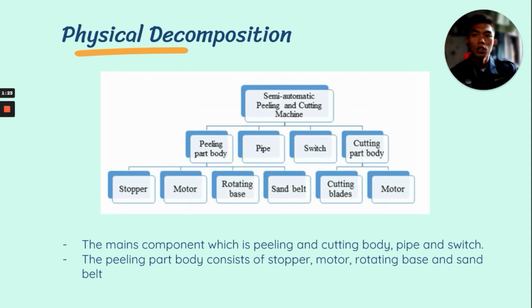This is our physical decomposition. The peeling part body, the pipe, switch and cutting part body are the main components of this machine. For the peeling part body, it consists of stopper, motor, rotating base and sand belt. For the cutting part body, it consists of cutting blade and motors.